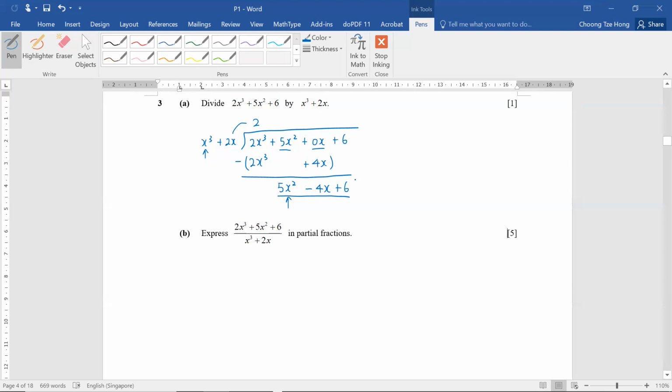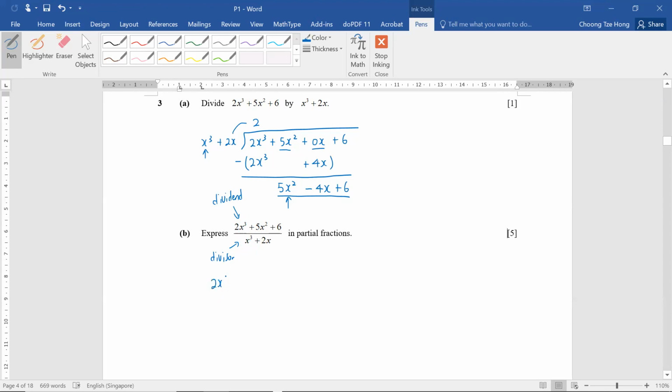Let's look at part B. In part B, we are asked to express 2x cubed plus 5x squared plus 6 over x cubed plus 2x. You realize that over here we have the dividend that we used in part A, and this is the divisor. We have already done the long division, meaning that we can actually break up this term already. Let's see how it's going to break up.